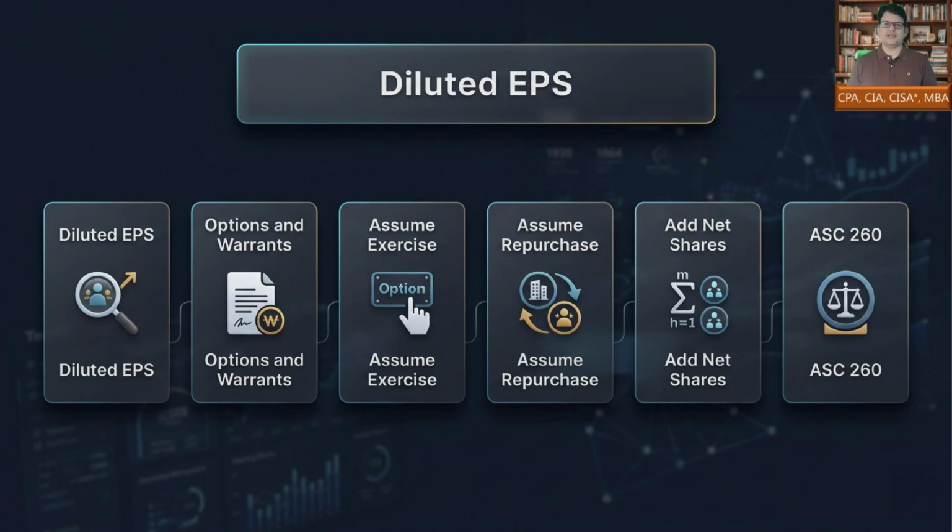We now begin diluted EPS under ASC 260, and our first method is the Treasury stock method. Basic EPS used actual common shares only. Diluted EPS asks what happens if certain potential common shares become real shares. In this lesson, we focus on options, warrants, and similar rights. The memory anchor is simple. Assume exercise, assume repurchase, and add only the net extra shares.